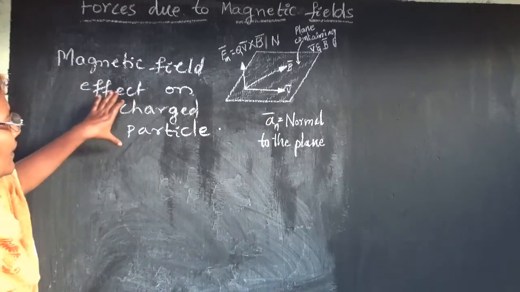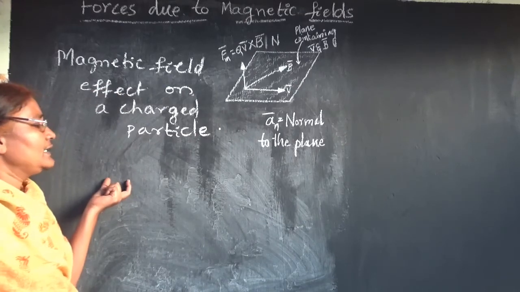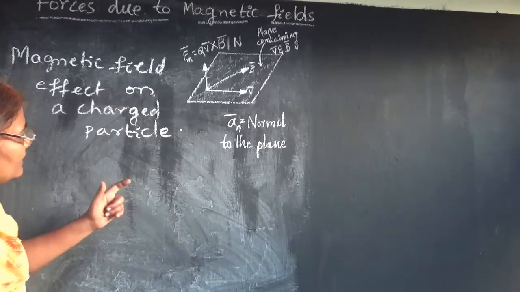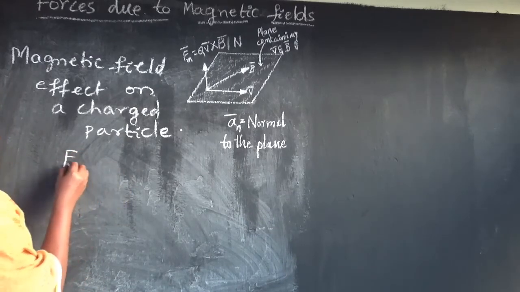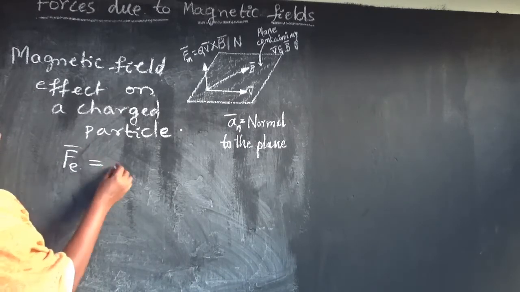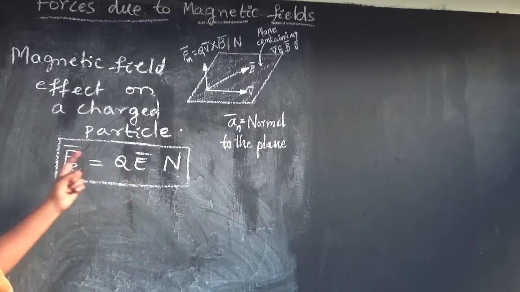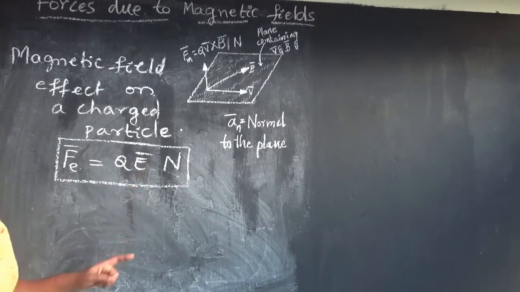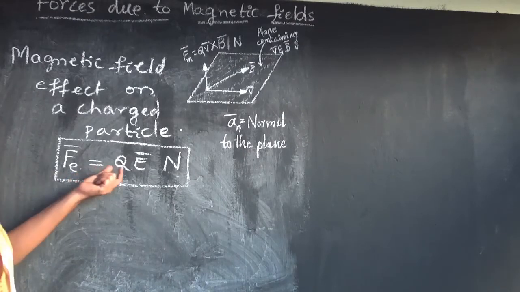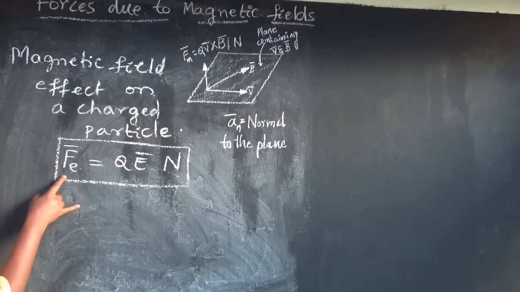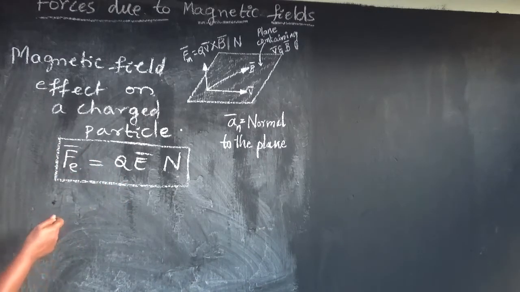Here we know that the electric field will exert some force on a positive or negative charge. That we know. What is the force exerted by electric field on an electron? It is represented as Q into E bar newtons. That we know. And here this force exerted by the electric field is immaterial of the movement of the electron. So that means the force will be exerted on an electron either if the electron is static or the electron is moving.